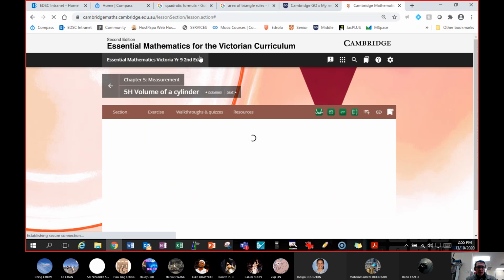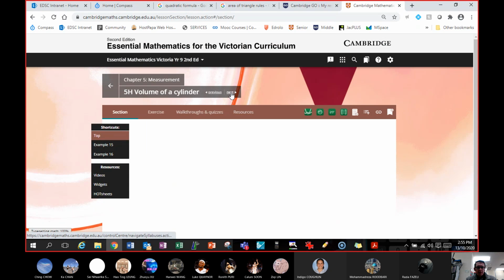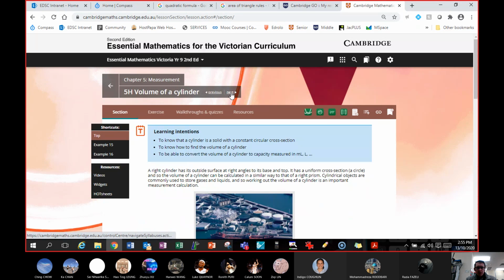Moving on to their prisms, we've looked at a cylinder. Cylinder is just pi r squared times your height.